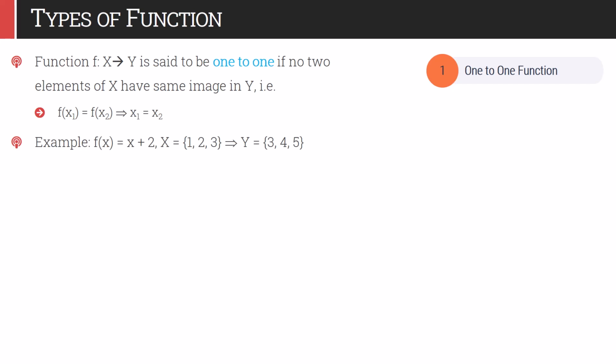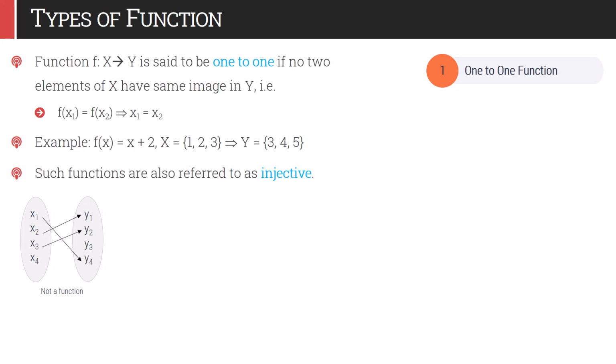For example, f of x is equal to x plus 2. So for any value of x, there will be a unique y. If my x is 1, 2, 3, then y would be 3, 4, 5. We are just adding 2 to an element of x. So 1 is associated with 3, 2 is associated with 4, and 3 is associated with 5. So this is a one-to-one function. And one-to-one functions are also popularly known as injective functions. If we talk about this one, it is not a function at all because x4 is not connected.